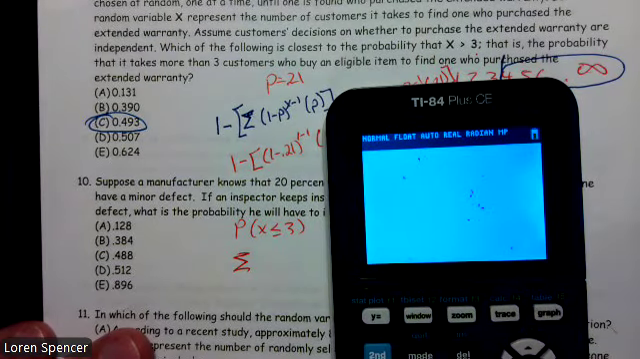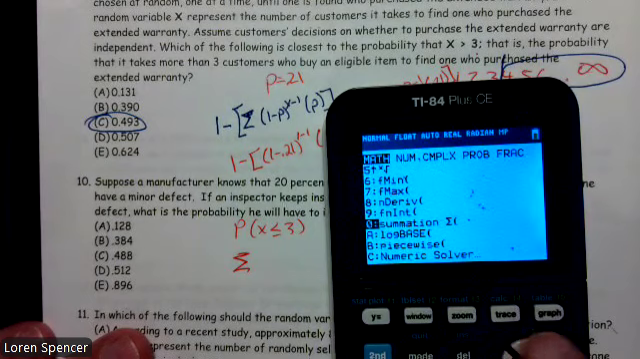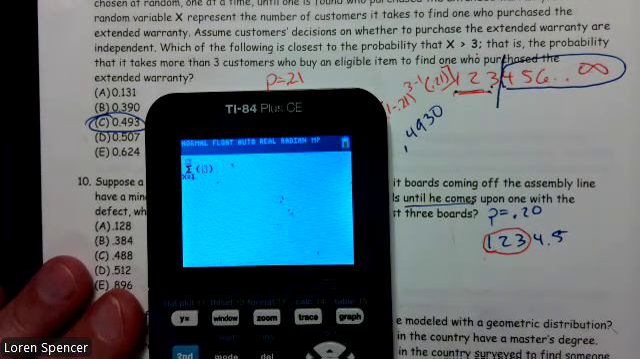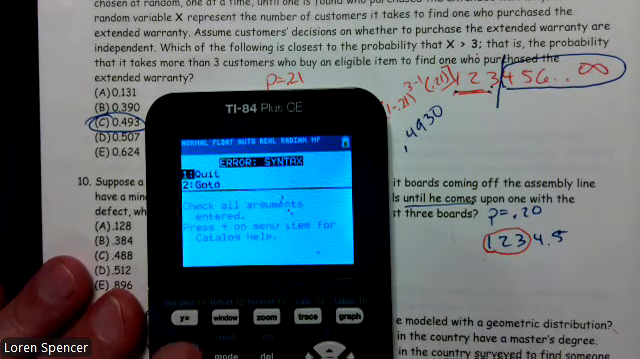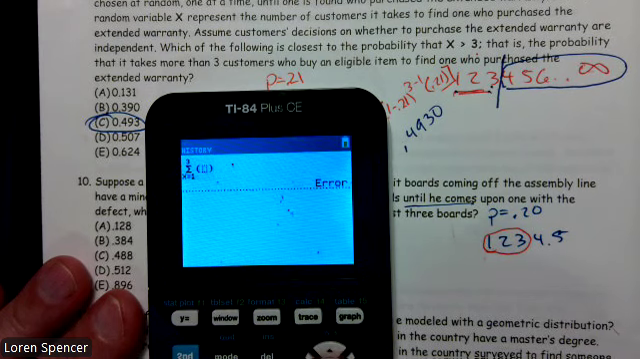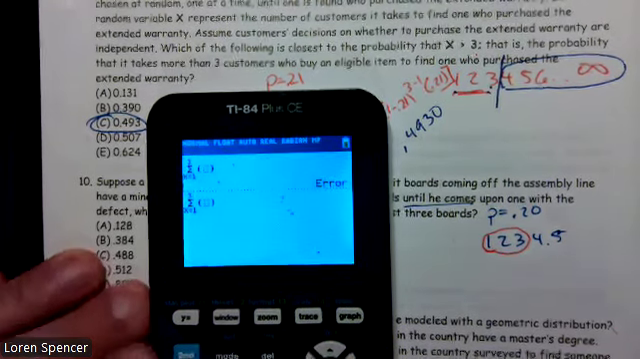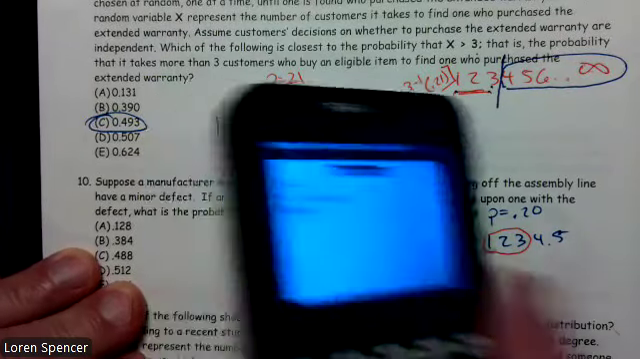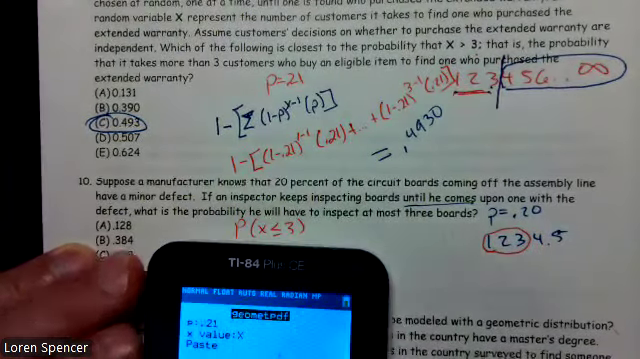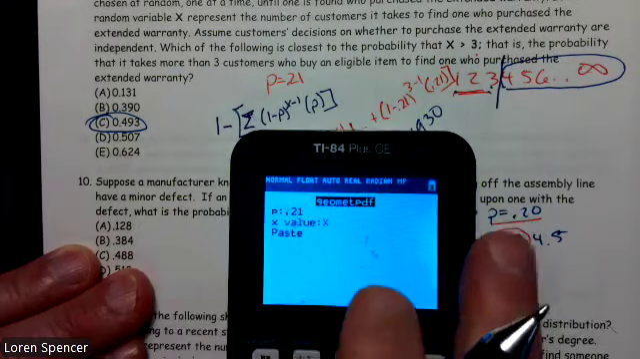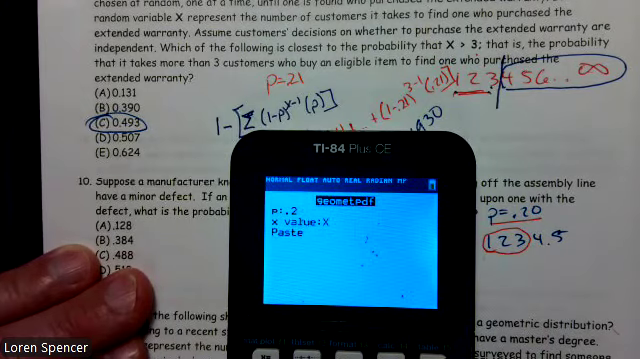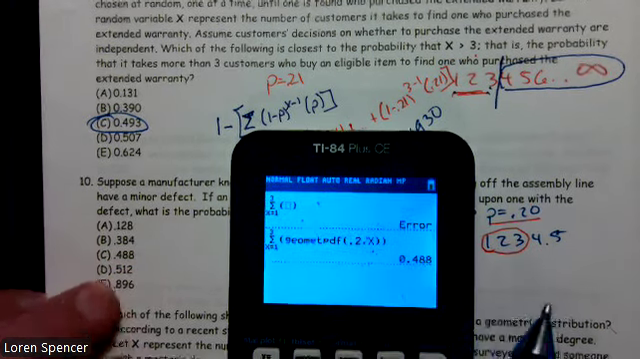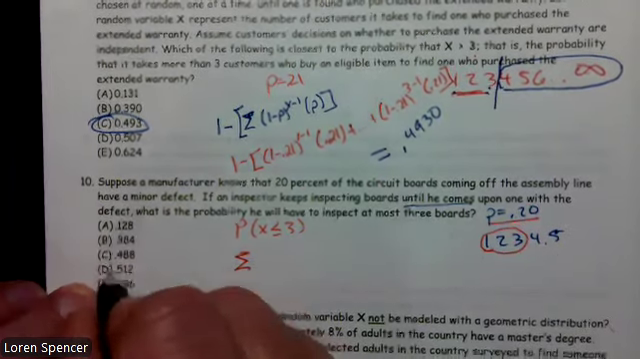So in this case, I'm going to just press the math button, drop down to summation, press X, and my lowest value is 1. My highest value is 3. And second vars, geometric PDF. My probability of a defect was 0.20, so I need to change that to 0.20. The X value, if we're doing summation, is always going to be X. And I end up getting 0.488, which happens to be answer choice C.